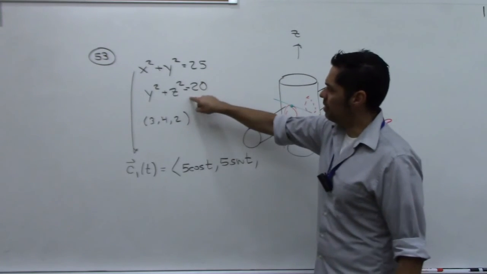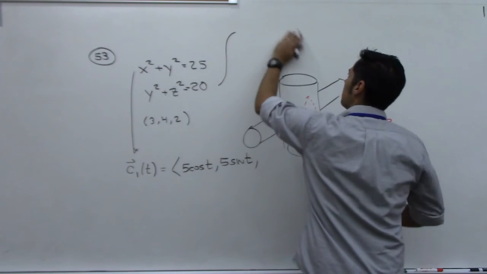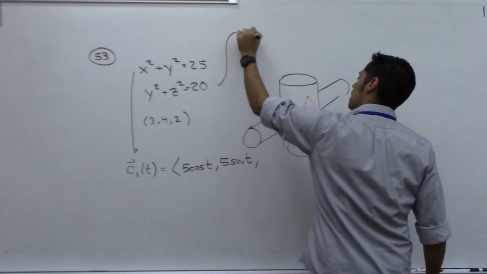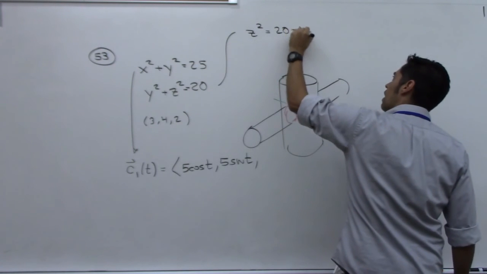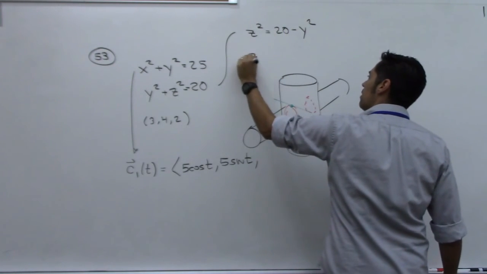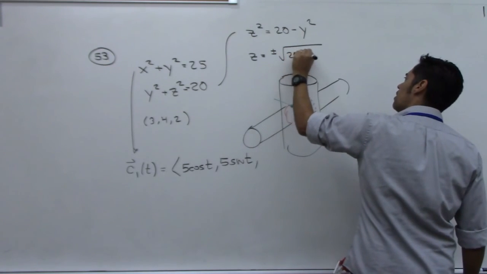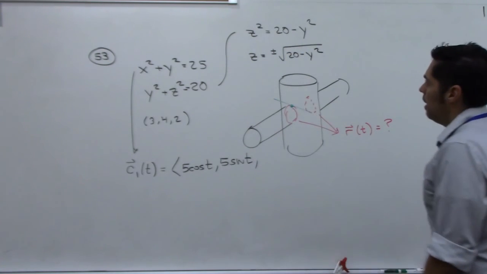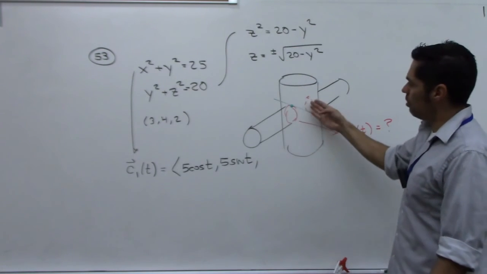However, this equation gives us a restriction on z. This tells us that z squared must be equal to 20 minus y squared, which means z must be plus or minus square root of 20 minus y squared. And I'm gonna only look at the positive, and the reason why is because there's two curves here, right?